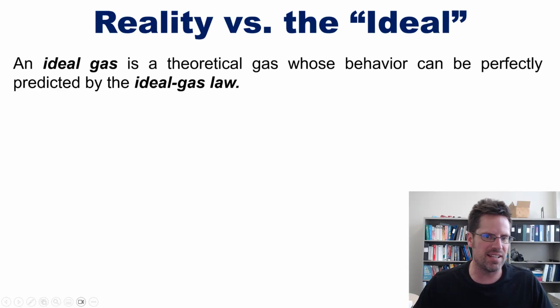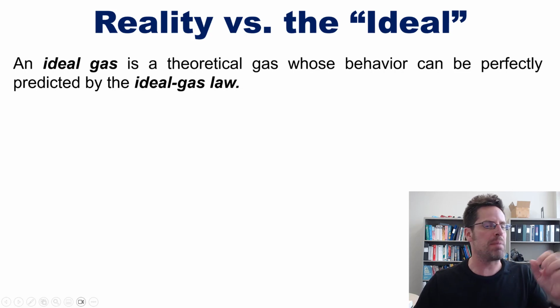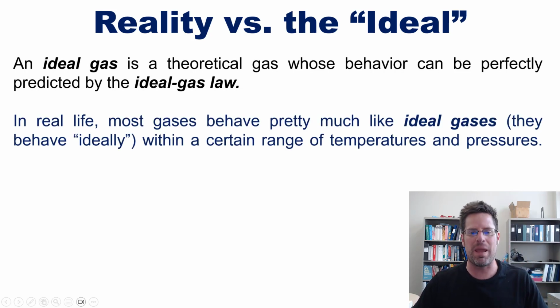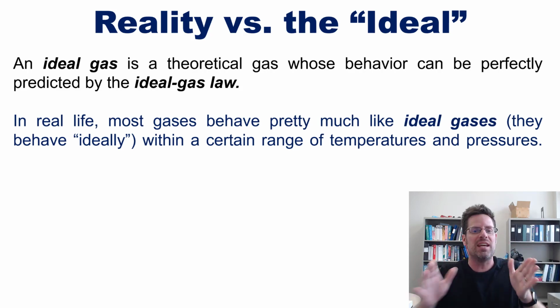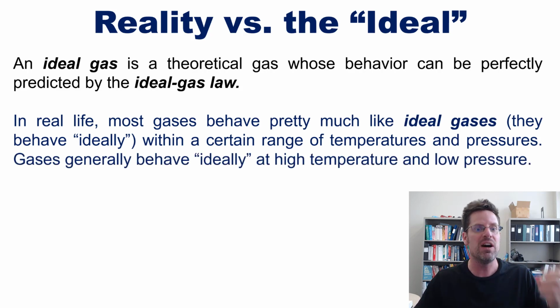So an ideal gas is a theoretical gas whose behavior can be perfectly predicted by the ideal gas law. In real life, most gases behave pretty much like ideal gases. That is, they behave ideally within a certain range of temperatures and pressures. And just so you know, gases generally behave ideally at high temperature and low pressure.